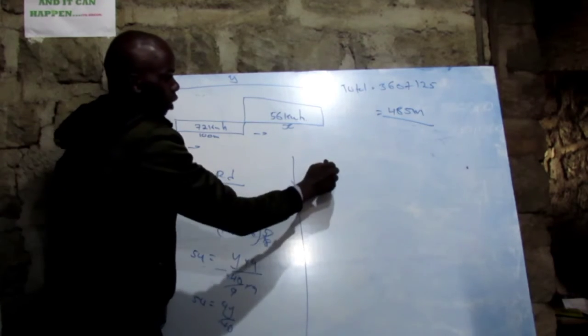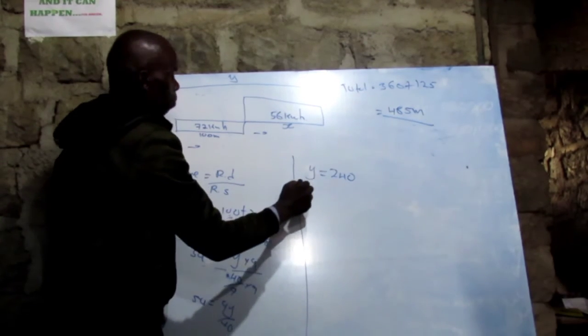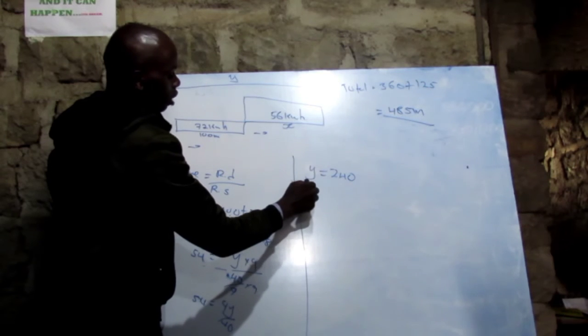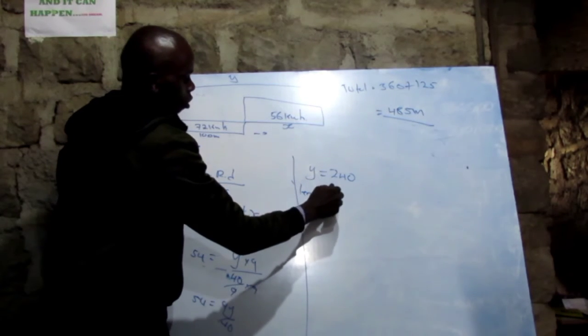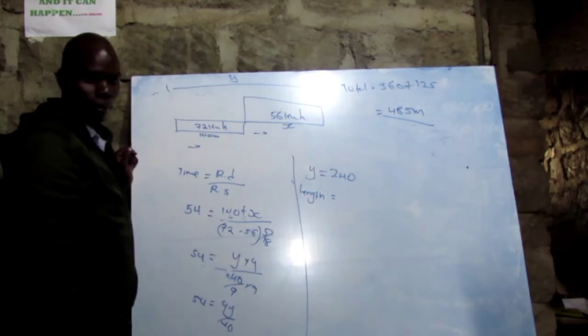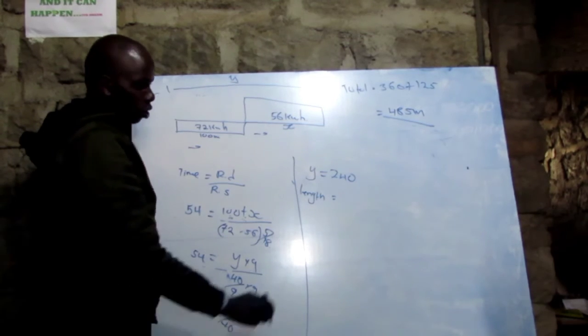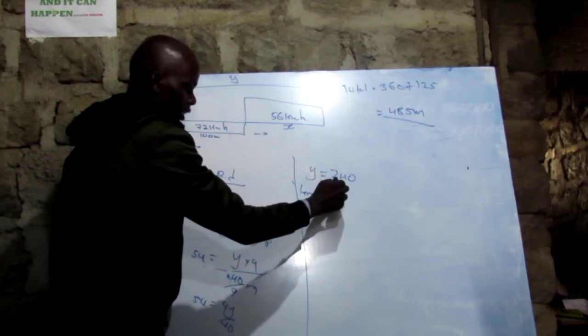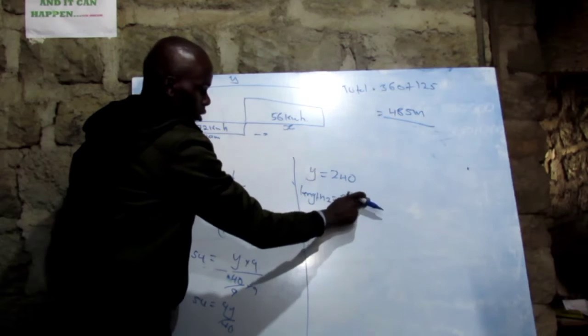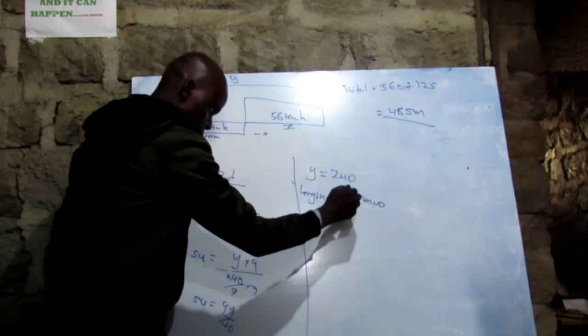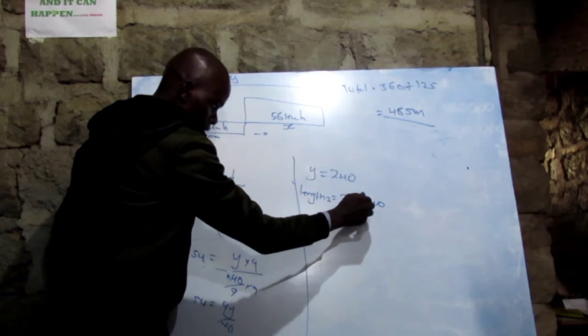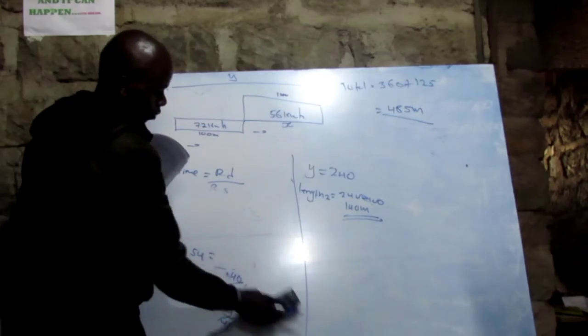240. So then the length of the second train. We are looking for the second train. It will be 240 minus 100. That is 140 meters.